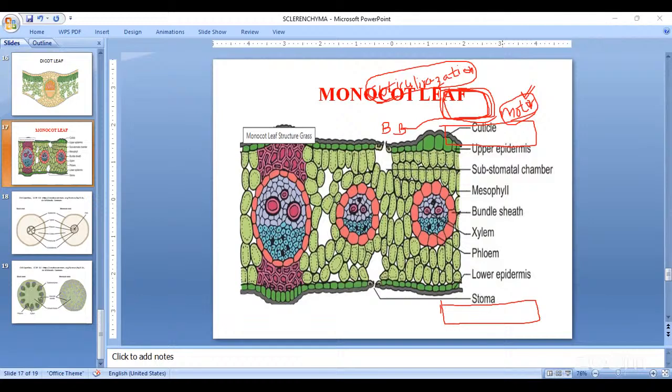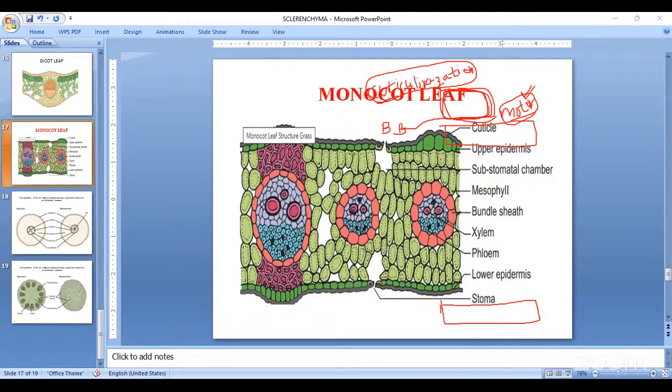And next, coming to the mesophyll cells. The rest of the place together is called mesophyll cells. This is the middle. Except the pink round-shaped structures, which are called vascular bundles, the rest of the place is called mesophyll cells.